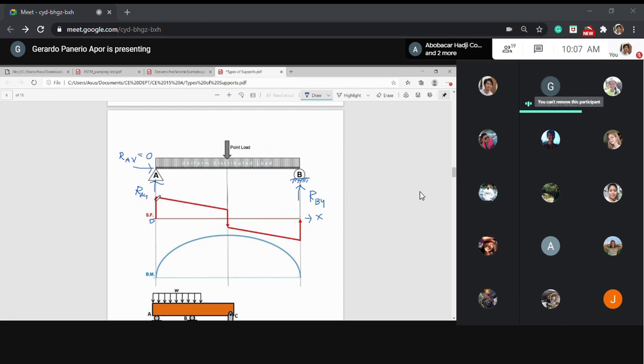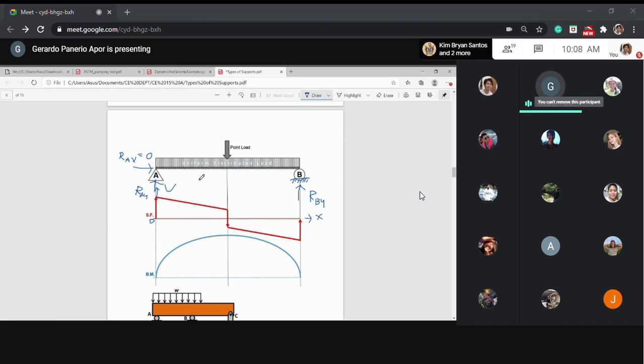And going up is what we call the V. That's the V. V represents shear. The most common symbol for shear is V. Okay, V is shear.